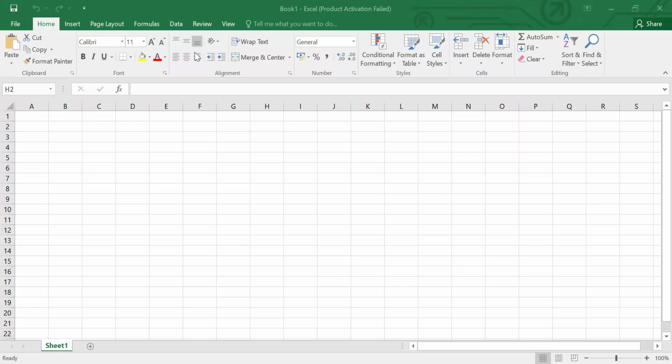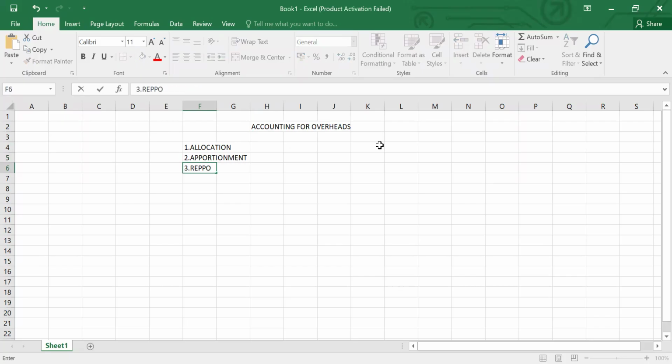Now, the fourth step that we were discussing is known as absorption. You already know that when we are supposed to do accounting for overheads, the very first step is allocation. The second step is apportionment, the third step is reapportionment, and the fourth step is absorption.